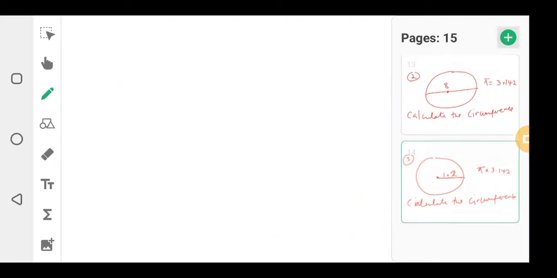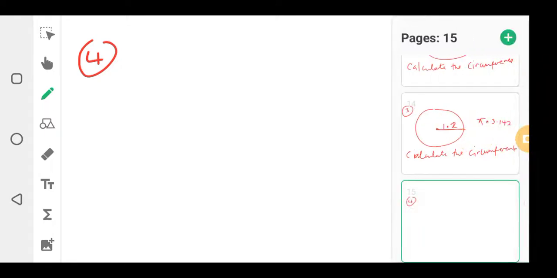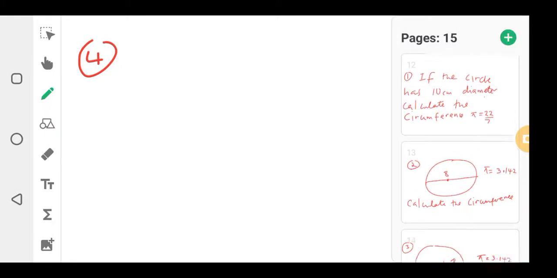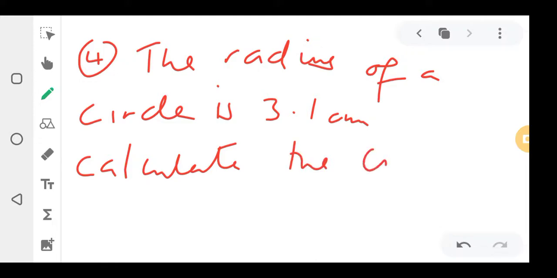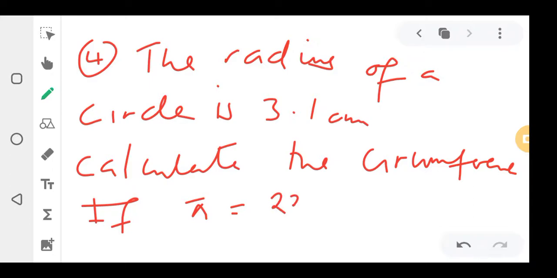Then lastly, the last question is the radius of a circle is 3.1 centimeter. Calculate the circumference if pi is equal to 22 over 7.